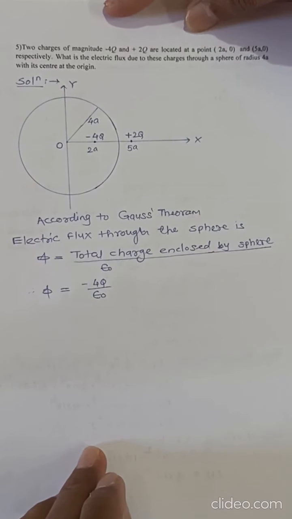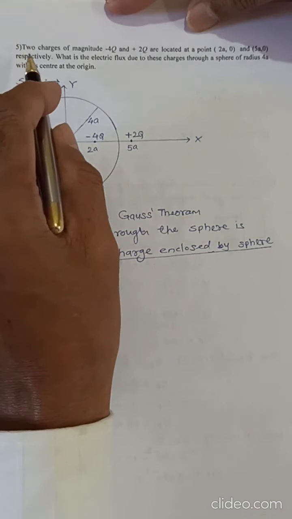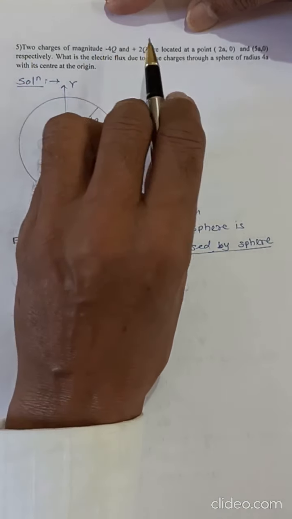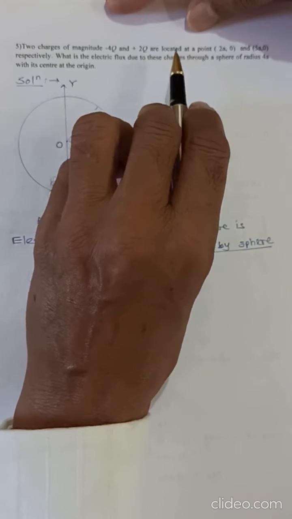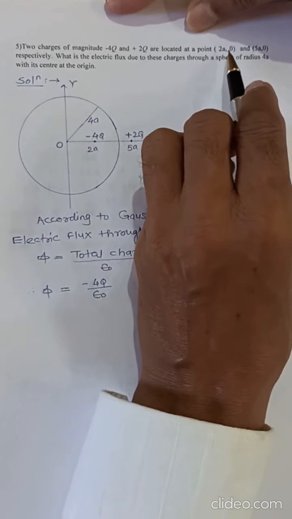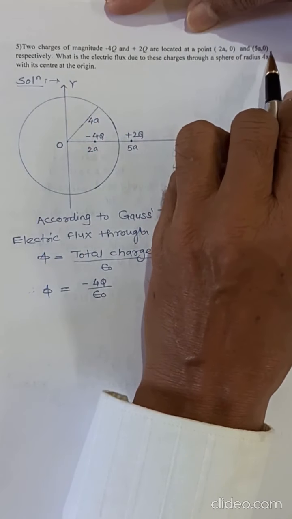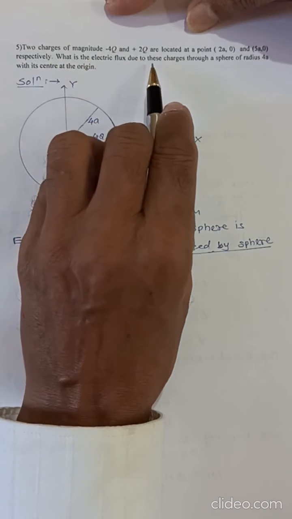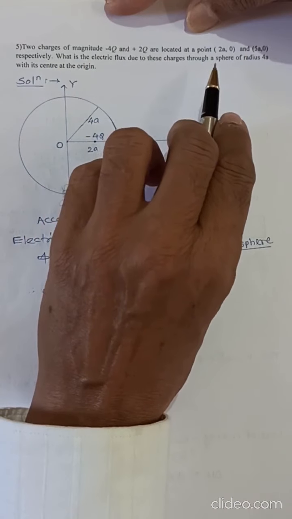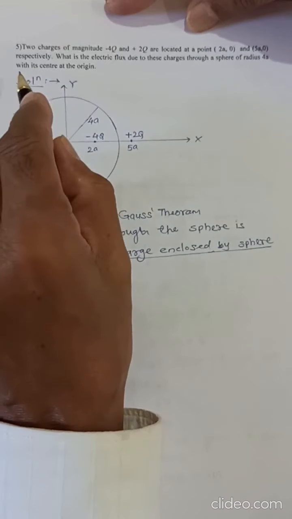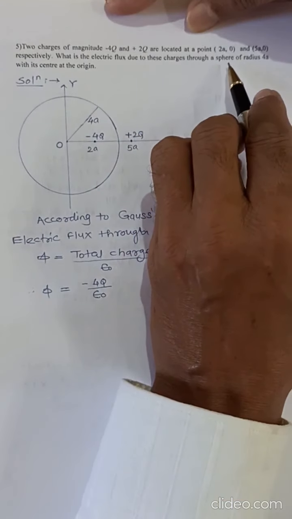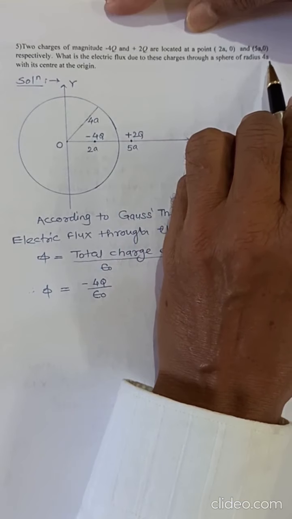Now the next numerical given in the textbook: two charges of magnitude minus 4q and plus 2q are located at points (2a, 0) and (5a, 0) respectively. What is the electric flux due to these charges through a sphere of radius 4a with its center at the origin? So here the radius of the sphere is given and it is equal to 4a.